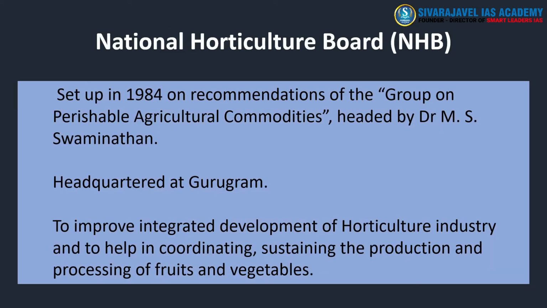And about the National Horticulture Board, it was set up in 1984 on the recommendation of a committee. The committee was called the Group on Perishable Agricultural Commodities under Dr. M.S. Swaminathan. Simply, it's called the Swaminathan Committee as well. And it is headquartered in Gurugram. So it's very easy to remember. Always horticulture or agriculture is done in gramas, in villages. So you can remember it is in Gurugram. The motive of the National Horticulture Board is to improve integrated development of the horticulture industry and to help in coordinating and sustaining the production and processing of fruits and vegetables.